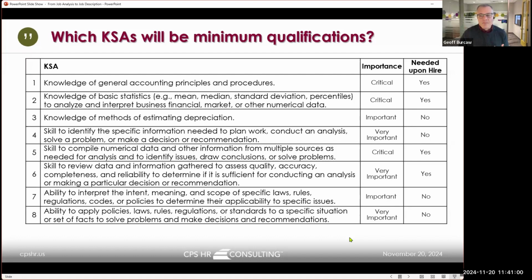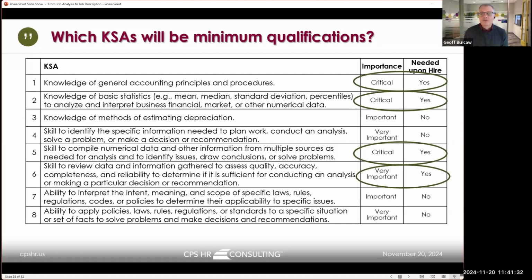So when thinking about our minimum qualifications, we want to make sure that our minimum qualifications only include those things that are needed upon hire. Later on, we can screen for other things that are desirable qualifications, which I'll talk about in a second. But for our minimum qualifications, it's anything that's needed upon hire. You've got to have it day one on the job. Before onboarding and training and all that kind of stuff, you've got to come in with that, or you're just not going to be successful.